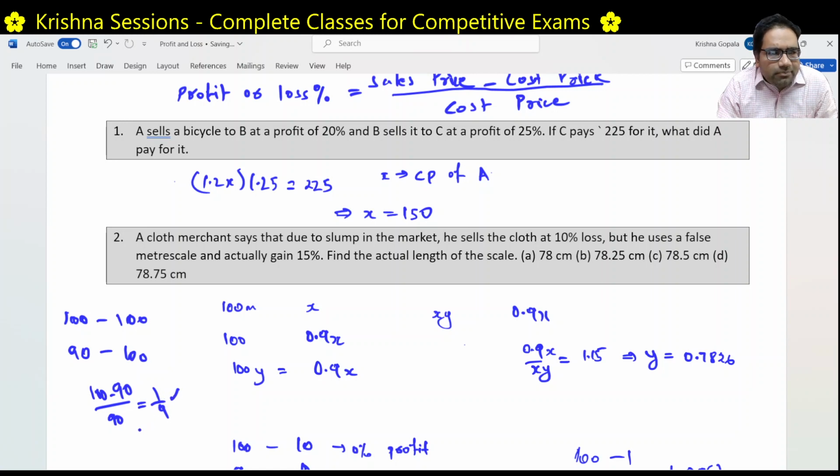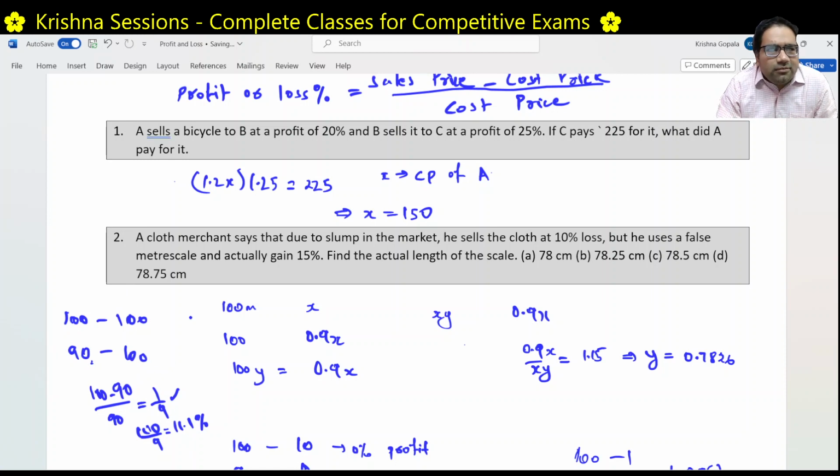1 by 9 is 100 by 9 percent, 11.11% is his profit percent, right? If he's doing like this, if he's using a 90-meter scale, or the scale with which he's measuring 90 meters only is portraying as 100, then the profit he's getting is 11.1%.